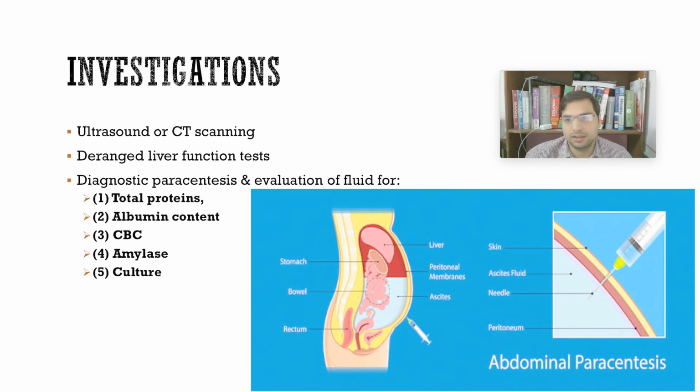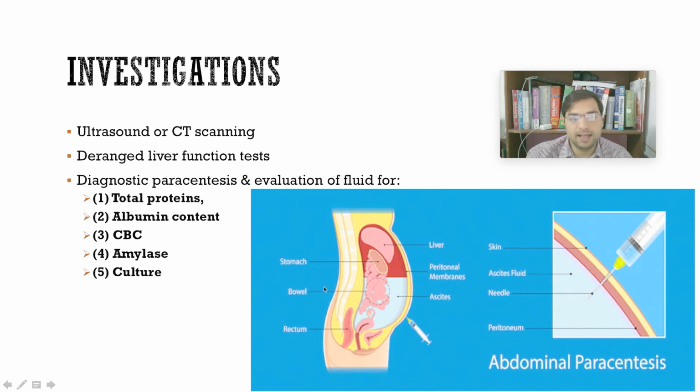First is proteins, the total proteins in the ascitic fluid, the albumin and the globulin and other proteins. Second is albumin content, especially the albumin. Then the blood count, the complete blood count, and also the differential count, TLC and DLC, both total count and differential count. We will try to find the erythrocytes in this, we will try to find the WBCs in this, and we will also try to find the count of WBCs in this.